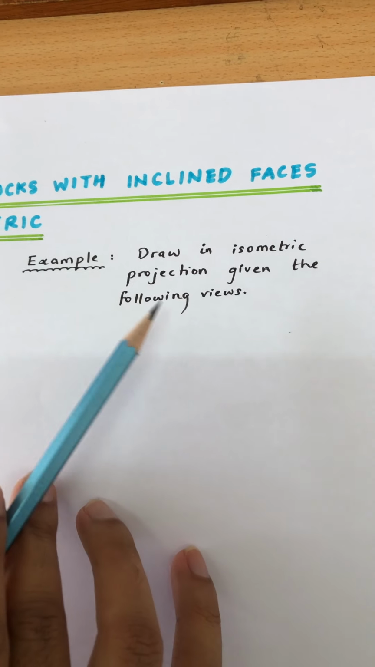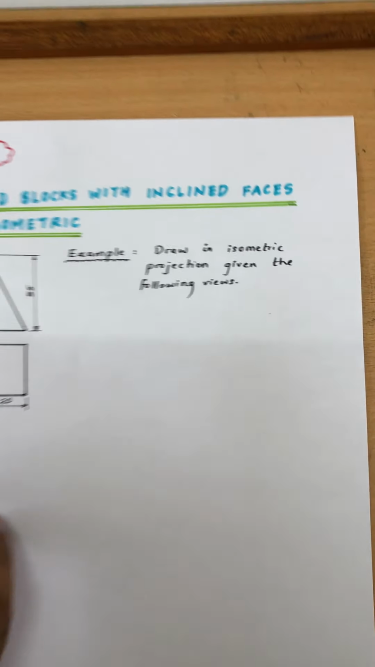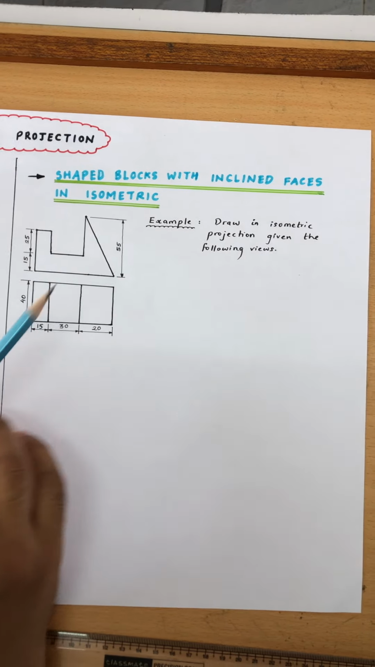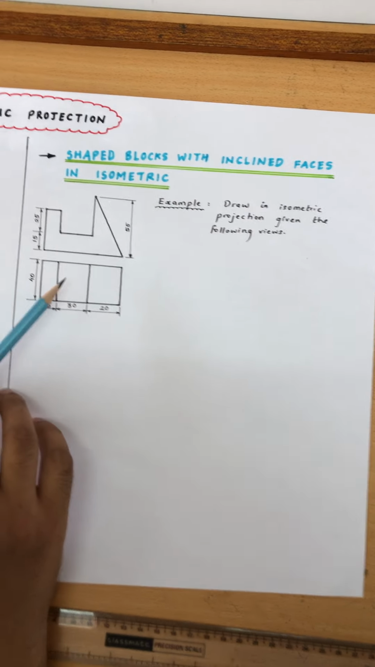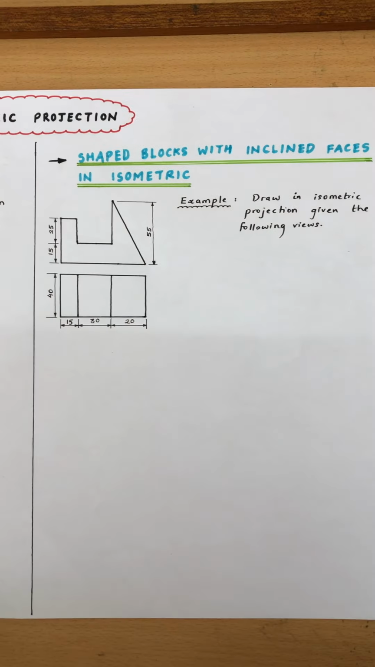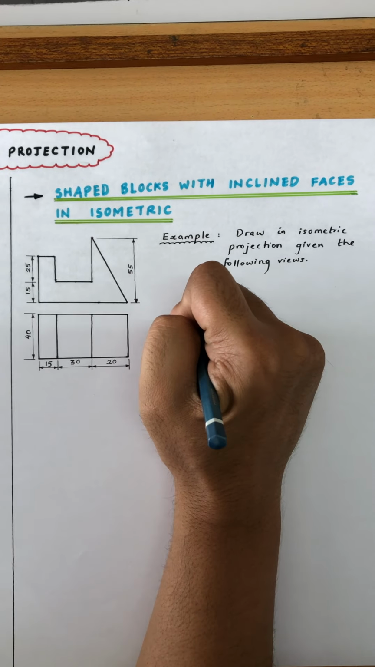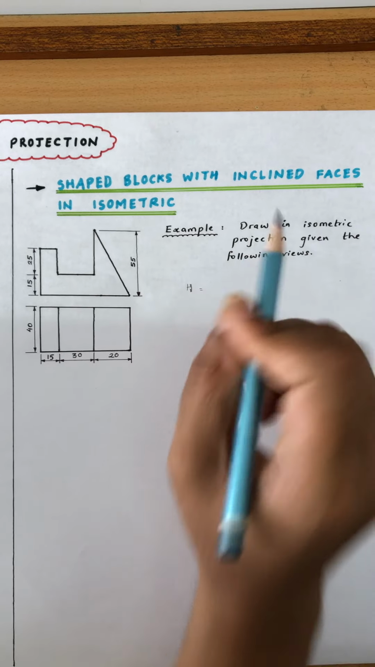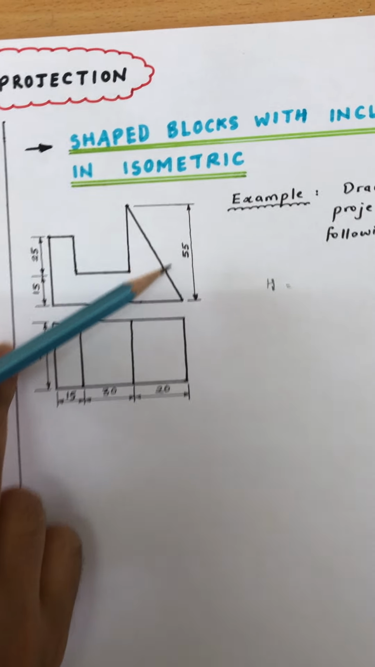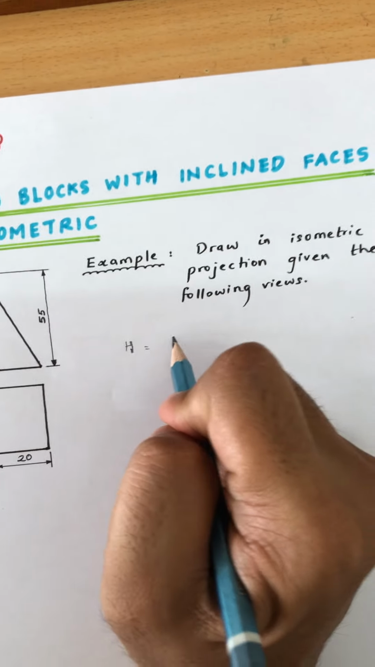Draw in isometric projection given the following views. So you have the front view here and you have the top view here. So we are going to extract information from these two views. The first one, the height, H capital. The height, we have it here. This total length, which is 55.